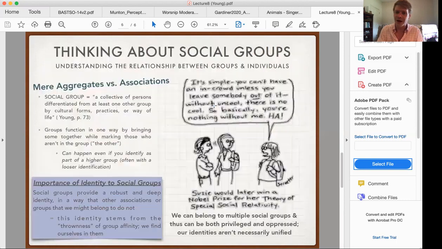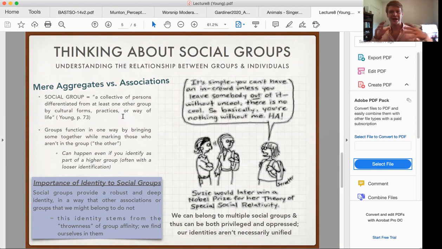Oh, let me go back momentarily. I forgot to talk about mere aggregates. Mere aggregates are a collection of people merely based on some attribute, right? So, for instance, consider the feature or attribute being brown-eyed, right?